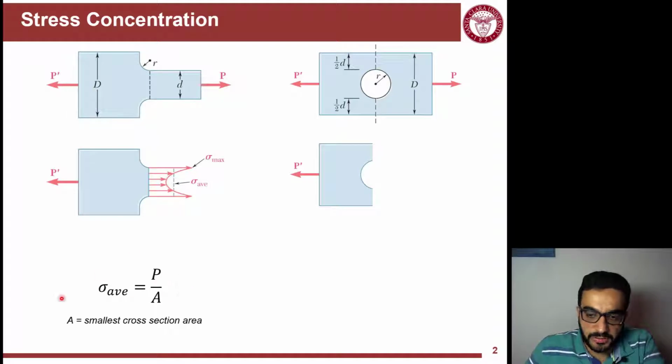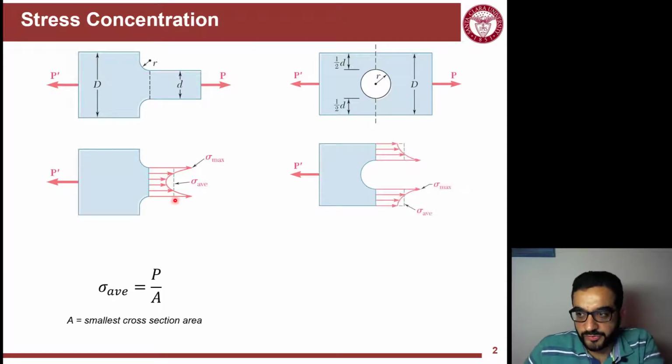So if I use my regular average way, this will be the sigma average. But at these two points, the actual sigma stress is really different from the average stress. The same kind of observation was made in the case of the hole. Where I actually machined the material at this point, I created a weak point, which resulted in concentrating the stresses around this point. So this sigma max is really much more than the sigma average that I assumed I could work with.